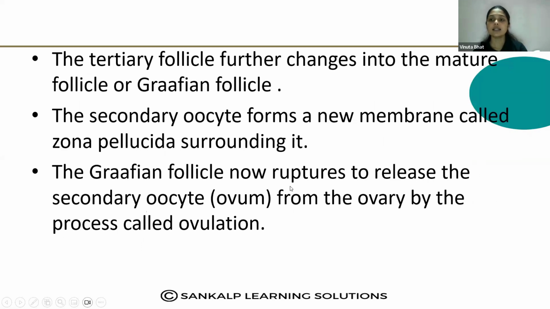The Graafian follicle ruptures when it becomes mature, and the release of the secondary oocyte takes place. The release of the secondary oocyte from the Graafian follicle is called ovulation. So remember, the Graafian follicle releases the secondary oocyte, and that further undergoes meiosis 2 during fertilization.